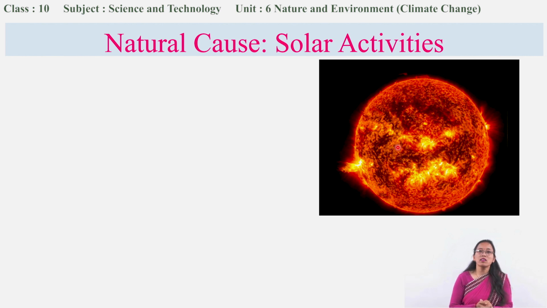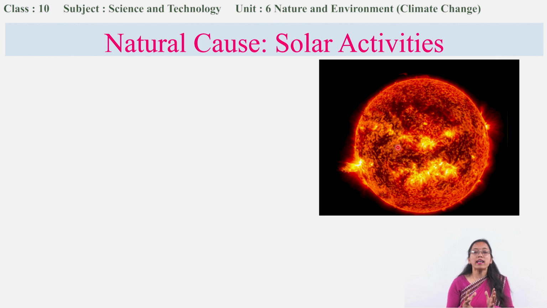How is it produced? Thermonuclear fusion reaction takes place. What is thermonuclear fusion reaction? 4 hydrogen atoms combine together to form helium. At that time, a large amount of energy is released, which we get in the form of heat and light radiation. So, these activities are going on inside the sun.